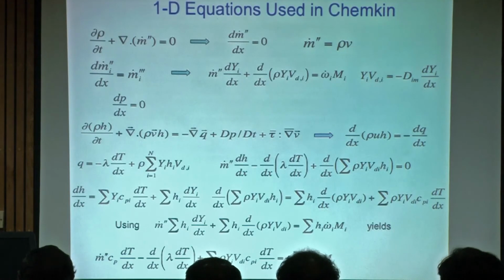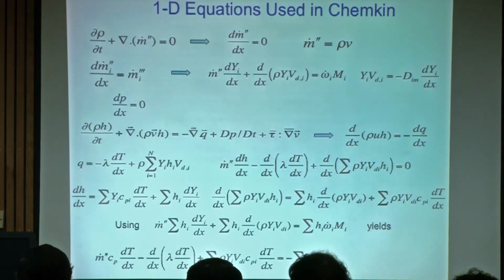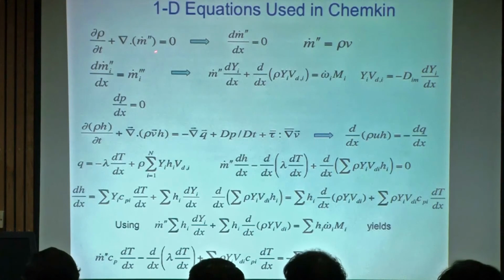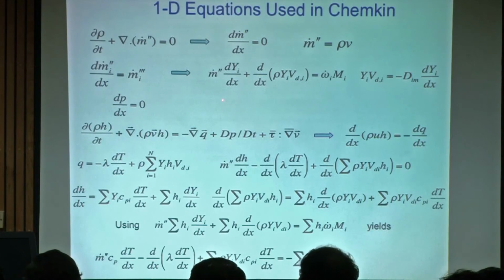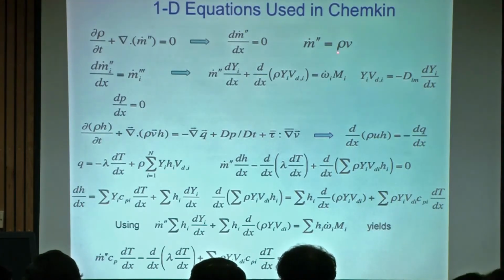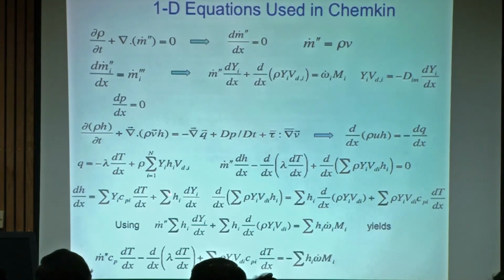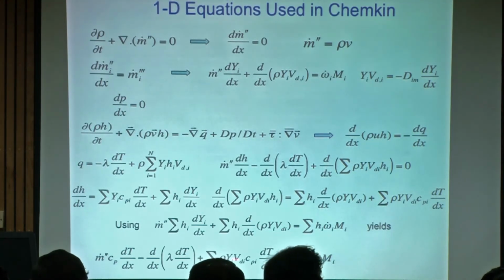So for one-dimensional premixed flames, they use these equations. This is the mass conservation equation. Species looks much simpler for the one-dimensional case, because this mass flux becomes constant. And then for enthalpy, they use this equation, or actually finally they use it for temperature there. I think this is the last slide.